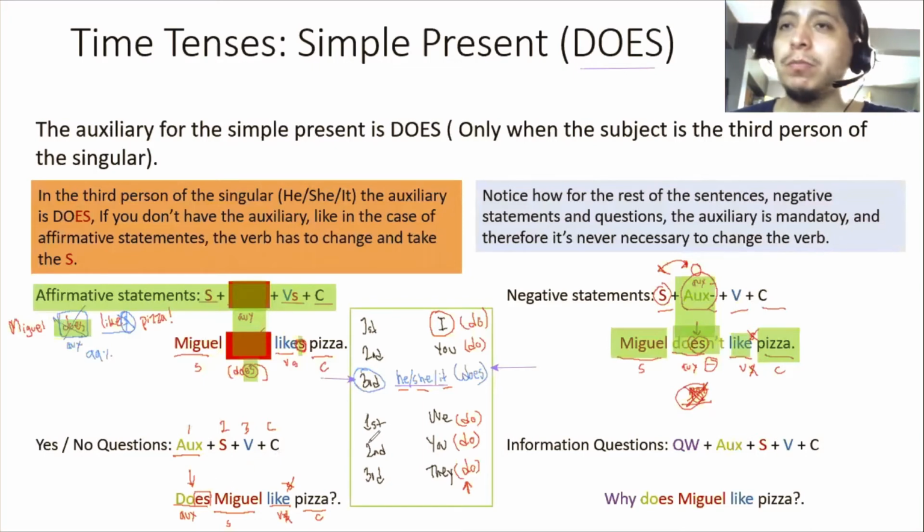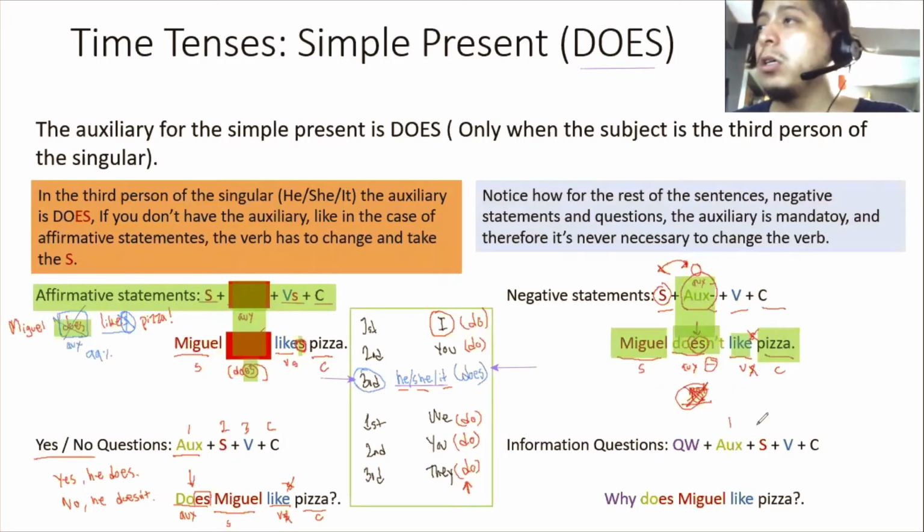¿Estamos bien? Again, this is a yes-no question. The only possible answer for this is yes. Does Miguel like pizza? Yes, he does. Or no, he doesn't. Okay, these are the only two possible answers to this question. Again, you have auxiliary, subject, verb, and complement.